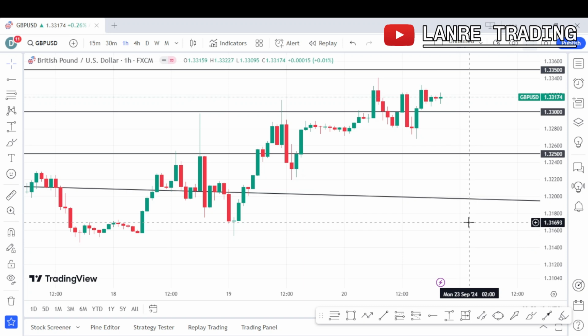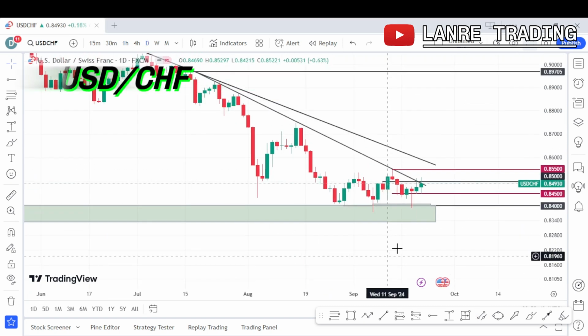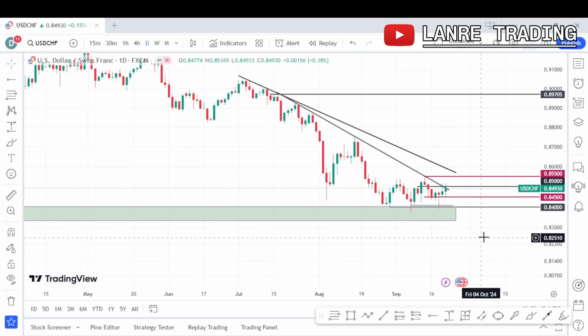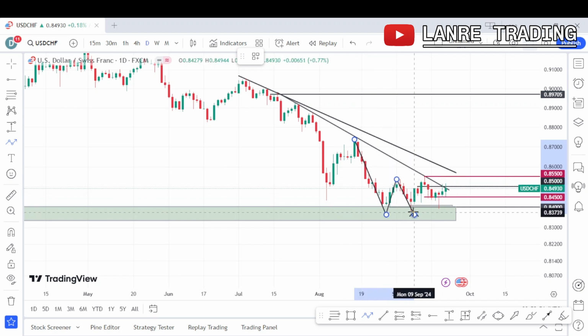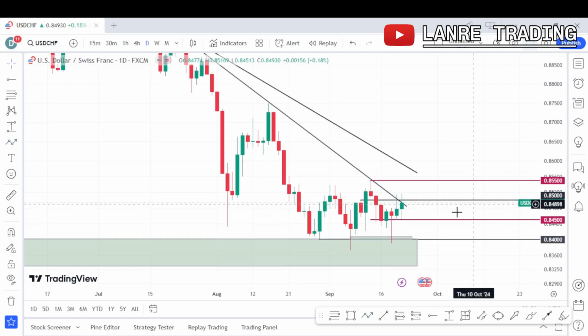I'll be moving on to the next pair, which is the USD CHF. We don't have much to really talk about, but I'll quickly highlight what is currently happening here. As I explained last week, the price is forming a reversal pattern at this support level right about here. We can see this trend line is a strong trend line and is not giving up yet. The price is creating a strong push to break out.